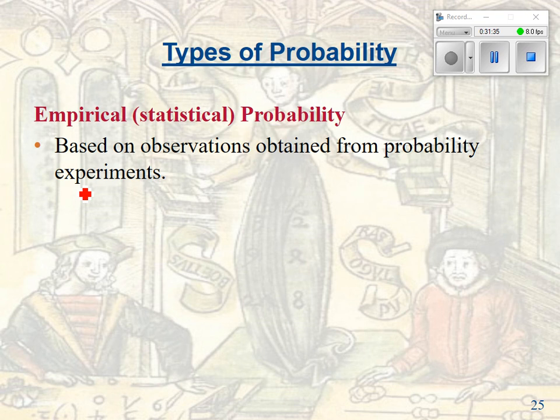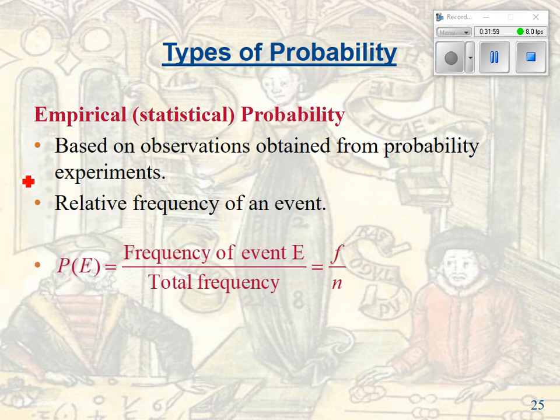Empirical probability is something based on observations. It's when you take a survey or something, and you look at the results and you see on that survey how frequently something comes out.